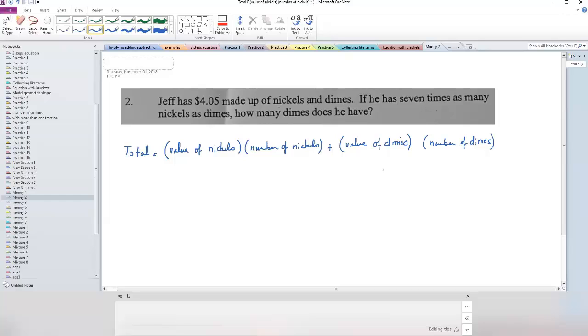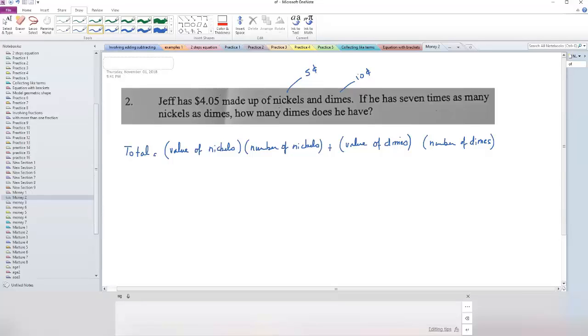Now before I start this, I know two things. I know the first one, that I have to use one variable because I have one equation. So this, we know it. Now let's talk about the value of each one. The value of, let's say, nickels. I know that the value of nickels equals 5 cents. However, the dimes is 10 cents.